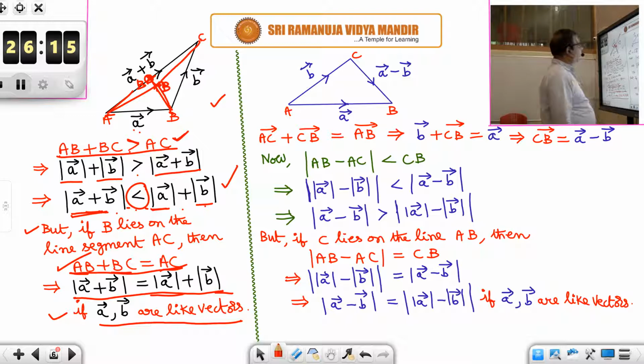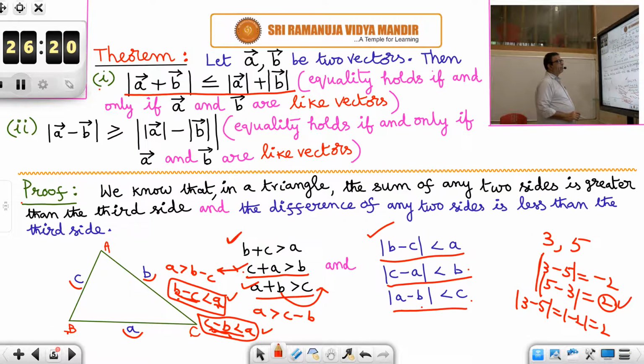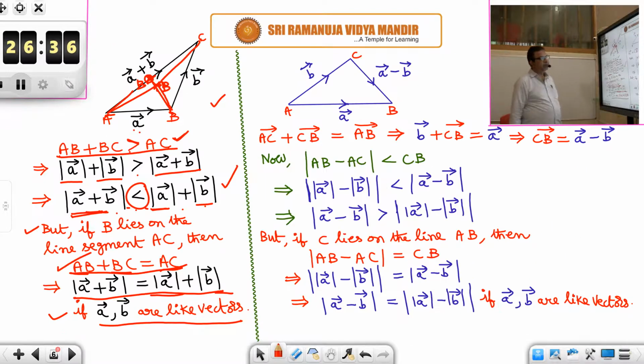Now coming to the second point. Second point, what is it? Let us go back and see. This one, second point: mod of A bar minus B bar is greater than or equal to mod of mod A bar minus mod B bar. Okay, so this is also very simple, don't worry. Here, see.